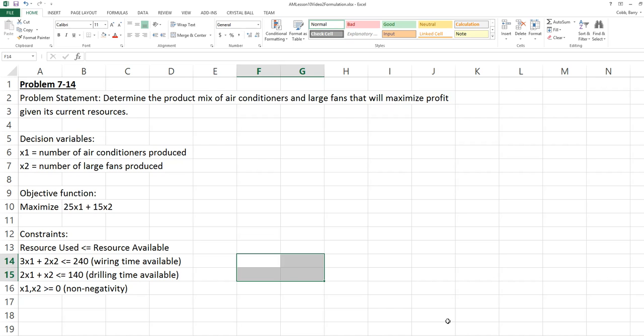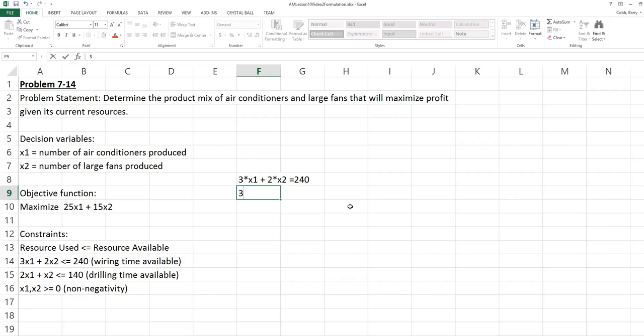For a graphical solution, the first step is to graph lines for the equality parts of the constraints. To do this, we simply need 2 points on each of these lines. If we consider the first constraint, 3x1 plus 2x2 equals 240, the equality part, to find two points on this line we can substitute 0 for x1, solve for x2, and then substitute 0 for x2 and solve for x1.